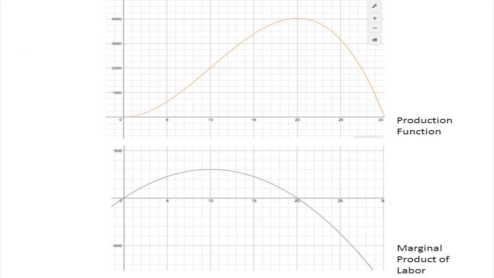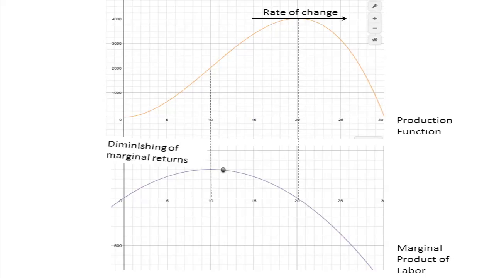When comparing the two graphs, it can be seen that when the slope is zero on the total product curve, which occurs at its highest point, for the same quantity of labor, marginal product is also zero. This is the optimum point of productivity. Adding more labor would cause the total product to decrease after this point. When the slope of marginal product of labor becomes negative, this is indicative of the law of diminishing marginal returns. Here, total product is still increasing but at a decreasing rate.